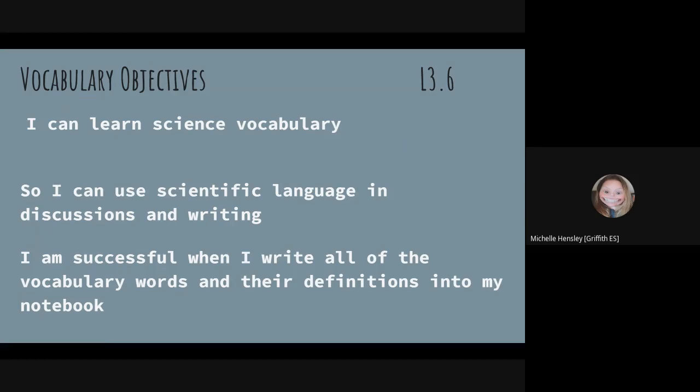My turn. I can use scientific language in discussions and writing. Your turn. My turn. I am successful when I write all of the vocabulary words and their definitions into my notebook. Your turn.